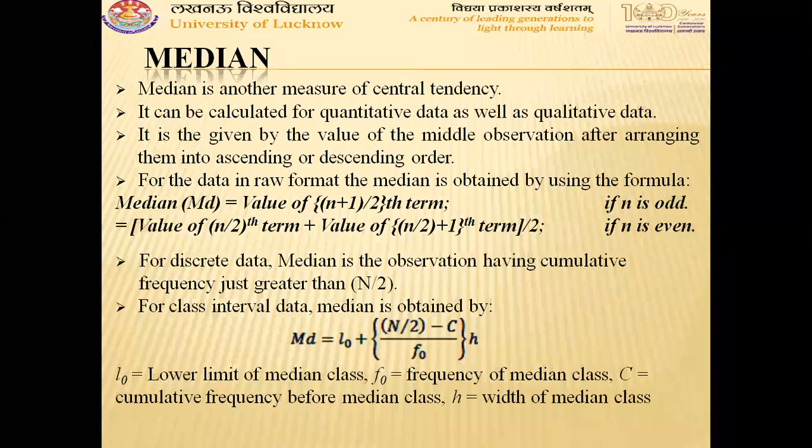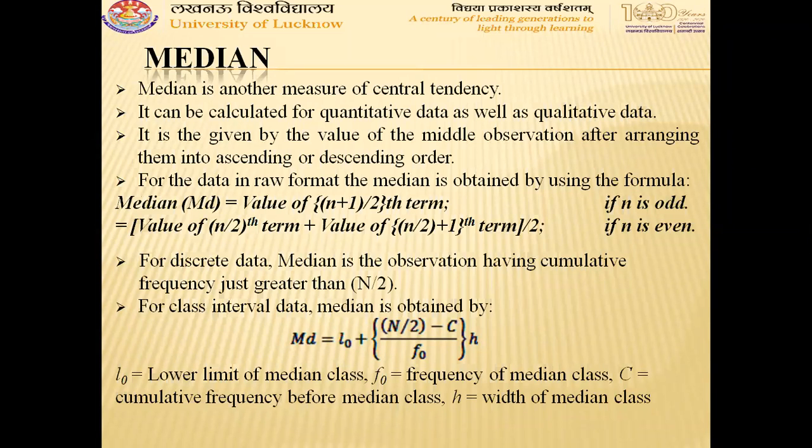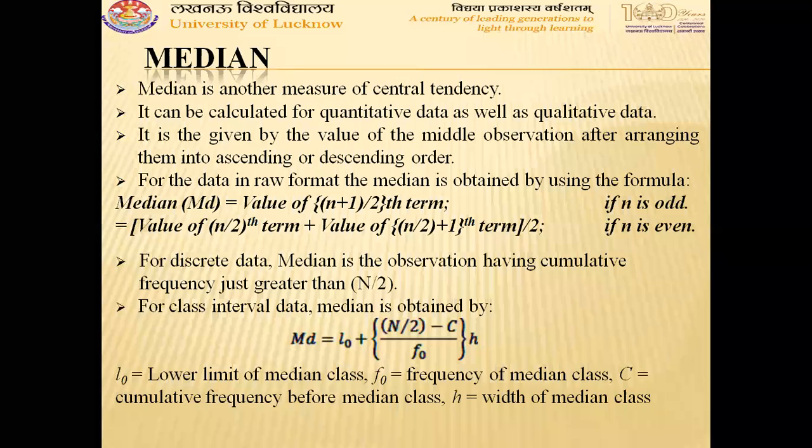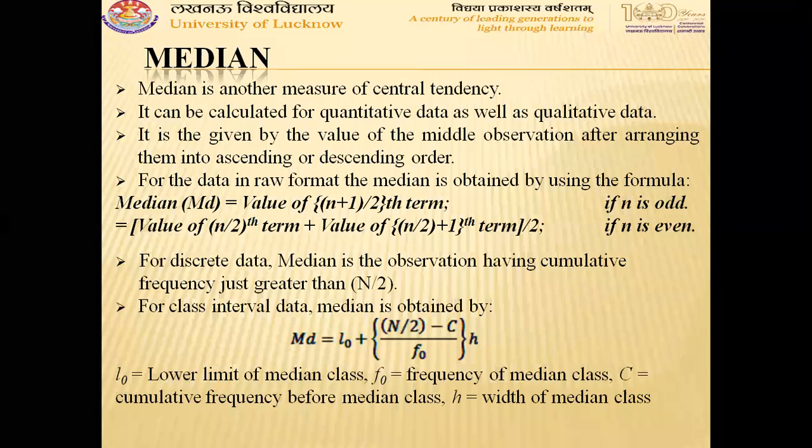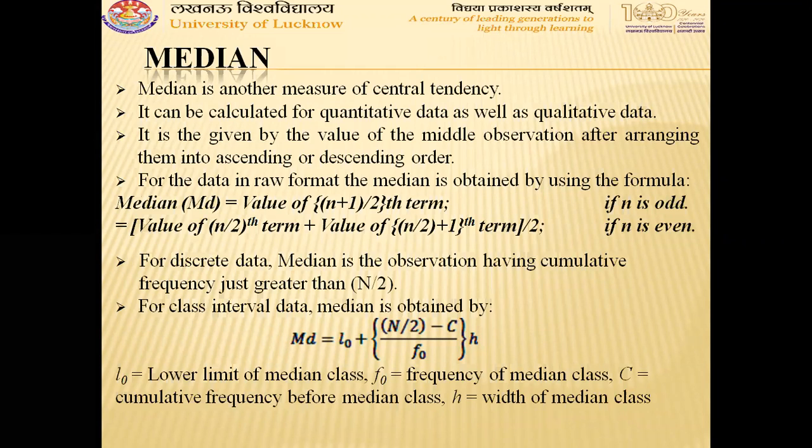The second measure of central tendency is median. Median can be calculated for both qualitative as well as quantitative data. It is the middle value of all the observations. That is, the point which lies exactly in the middle of the data set is called the median, provided the data set is arranged in either descending order or ascending order.